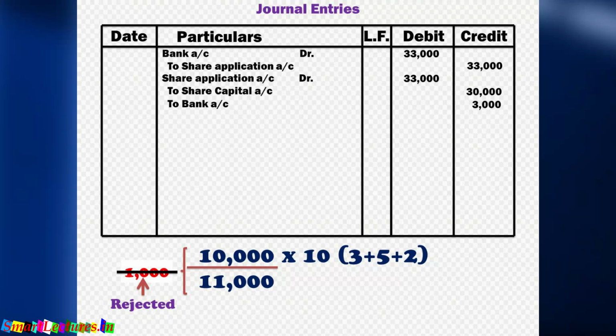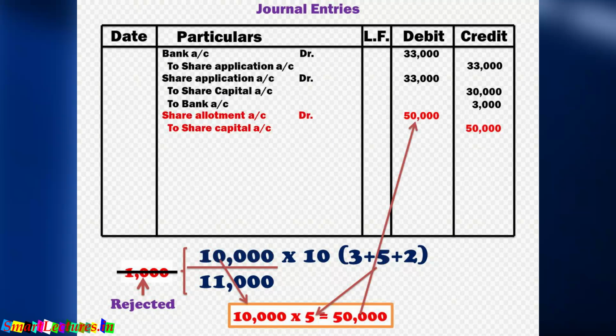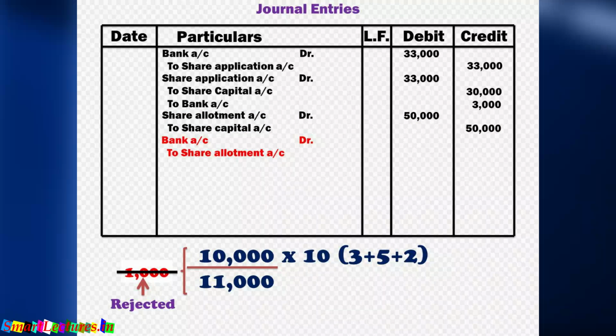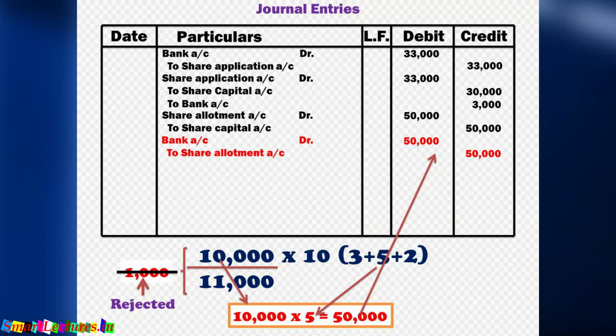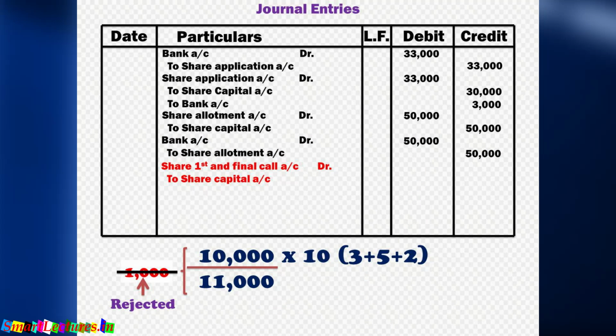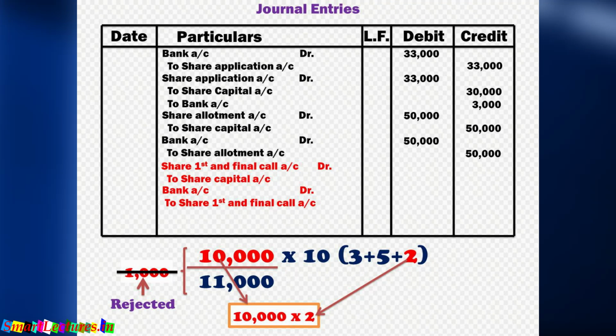Let's start with allotment. Share allotment account debit to share capital account, that will be 10,000 into 5, 50,000 rupees. Bank account debit to share allotment, 10,000 into 5, 50,000 rupees. Now share first and final call account debit to share capital account, and bank account debit to share first and final call account, and that will be 10,000 into 2, 20,000 rupees for both of them.